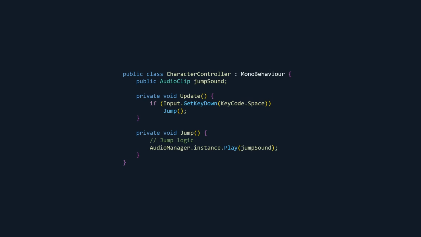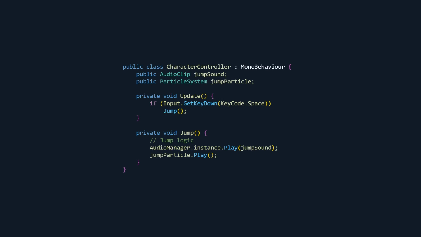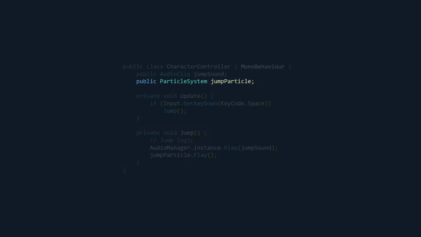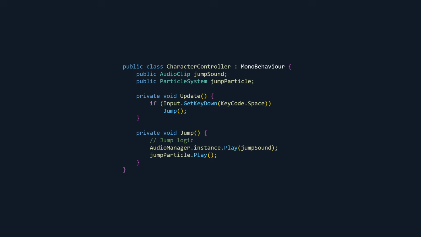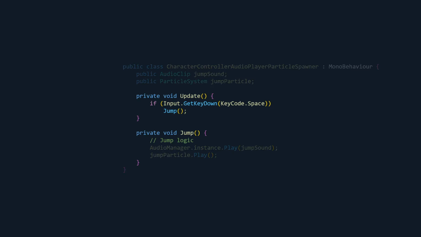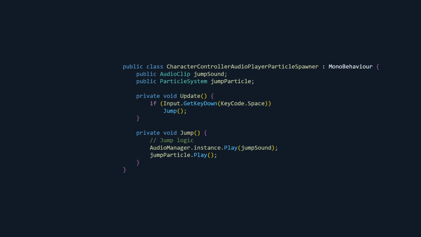Assign it in the inspector, and then I'll just call my audio manager in the jump method to make a sound. Oh, and for the particle, same thing. I reference the particle system in my script and play it directly when jumping. The problem is that by doing that, you secretly turn your character controller script into a character controller audio player particle spawner script. It is now handling not only the character controller but also audio and particle logic.